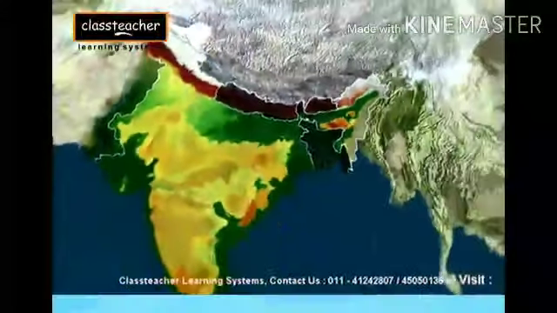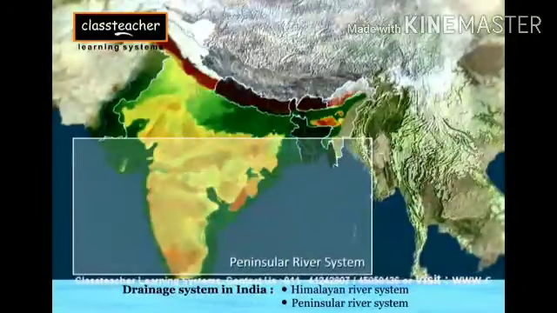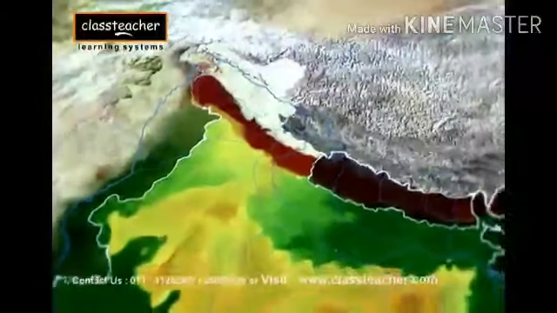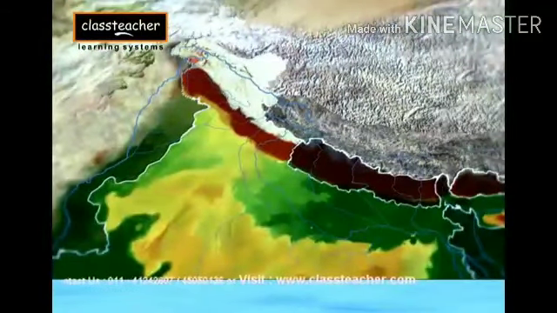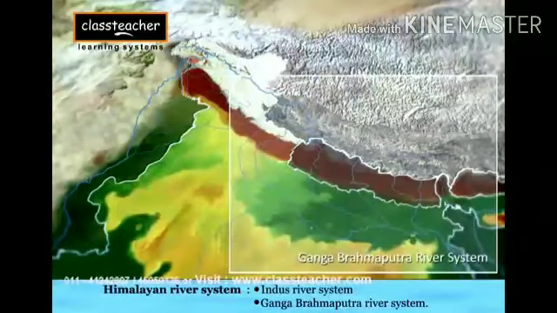The Indian river system is broadly divided into two groups, the Himalayan river system and the Peninsular river system. The rivers of the Himalayan river system drain the northern region of the country. These rivers are snow-fed and thus have a perennial flow of water. The Himalayan river system is itself subdivided into the Indus river system and the Ganga-Brahmaputra river system.